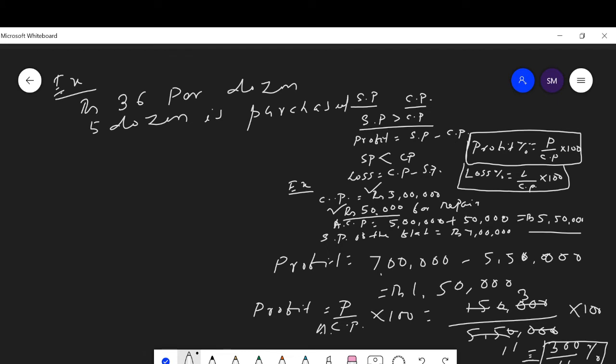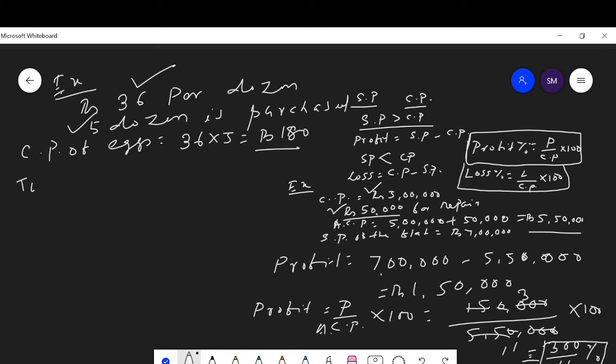Then the CP of eggs is equal to 36 per dozen, 5 dozen is purchased. Then 36 into 5 is equal to rupees 180. CP of eggs is rupees 180. Then the question says, out of which 5% got broken.